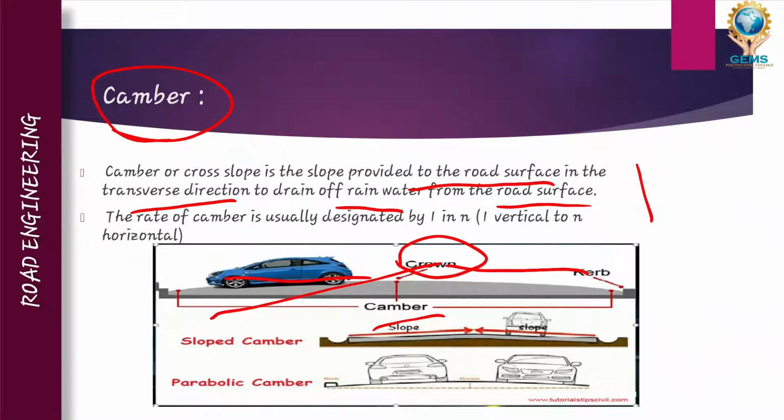As you can see in this image, two different types of camber are provided: slope camber, and then parabolic camber. We will discuss in detail.